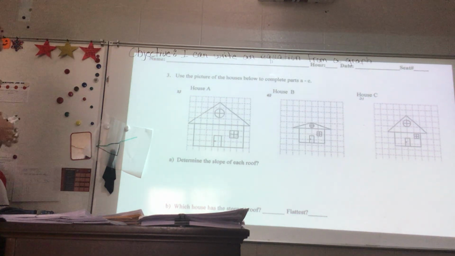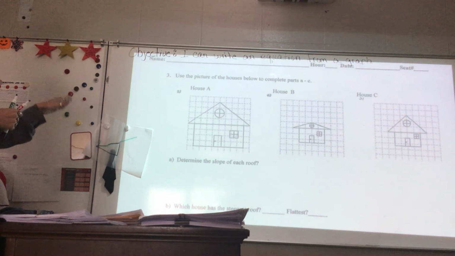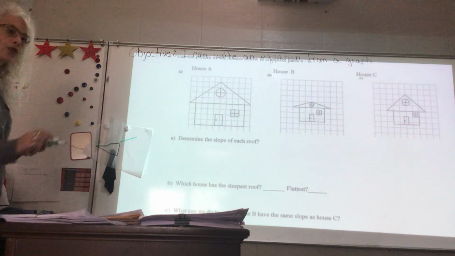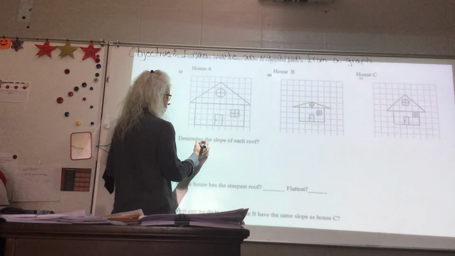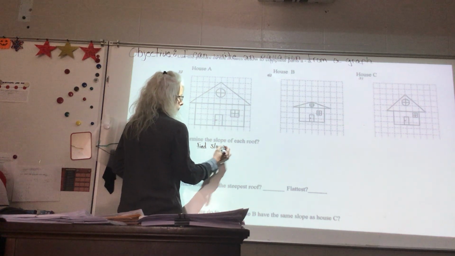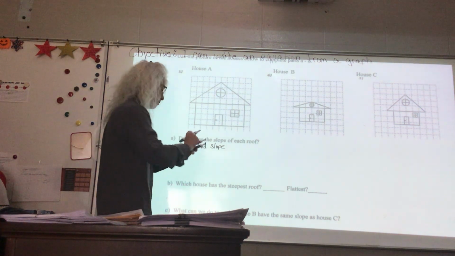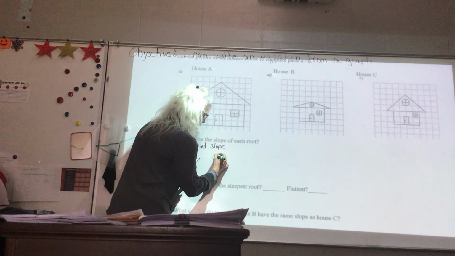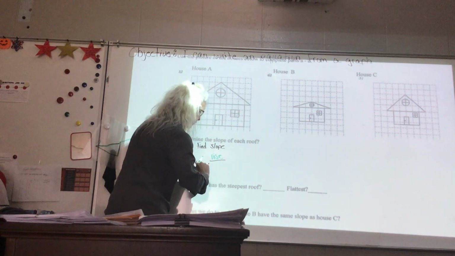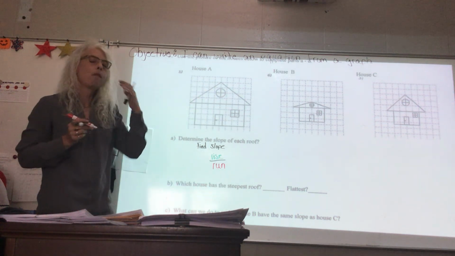Number 3 says, use the picture of the houses below to complete parts A through C. We have house A, B, and house C. Determine the slope of each roof. So to determine the slope, we're going to write, find slope. And we're going to do that by rise over run or run over rise? Rise over run. If you have this written down, put your pencils down.